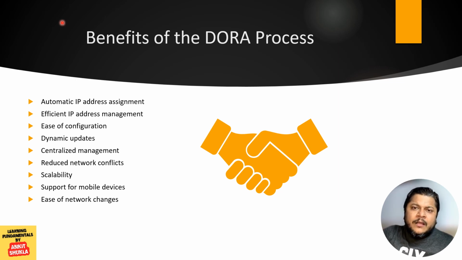Efficient IP address allocation: by dynamically assigning IP addresses, the DORA process ensures that each device gets its own unique address, which avoids any conflict in the future, and it optimizes the use of available addresses. Then scalability: in large networks with many devices, the DORA process scales well. It allows a network to handle a growing number of devices without requiring extensive manual configuration.